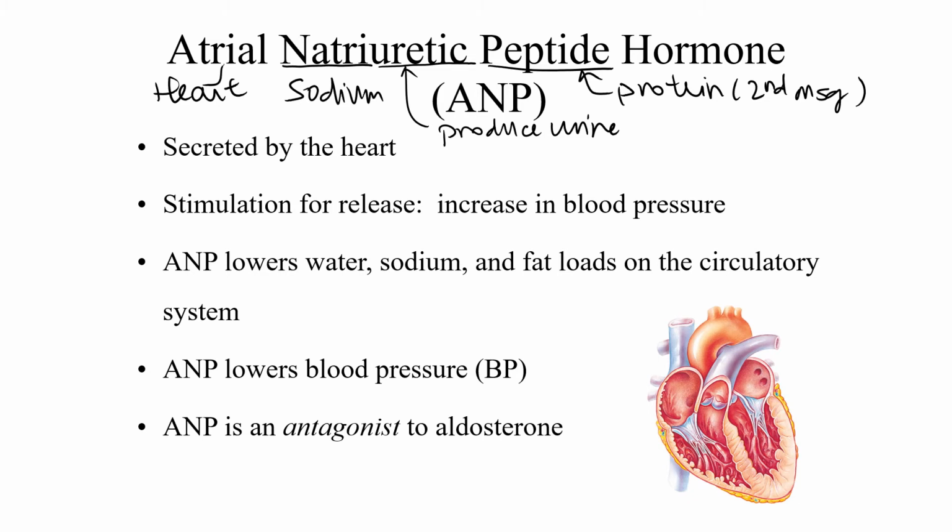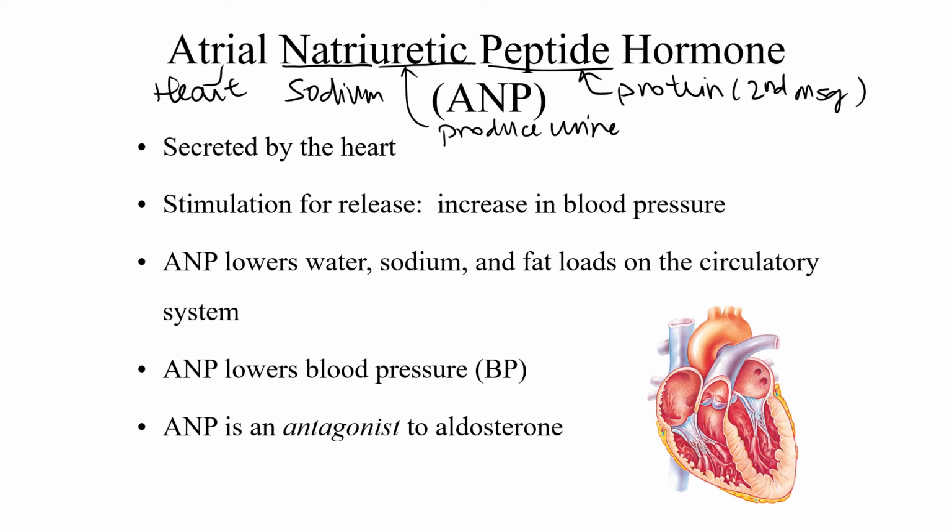This hormone is produced by the heart. It causes a loss of water, salt, and fat from the bloodstream, and its goal is to lower blood pressure. So how do you get rid of this stuff? You release water, salt, and fat into the urine. That will lower blood pressure.